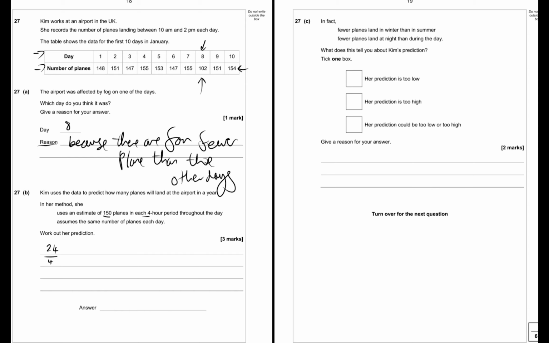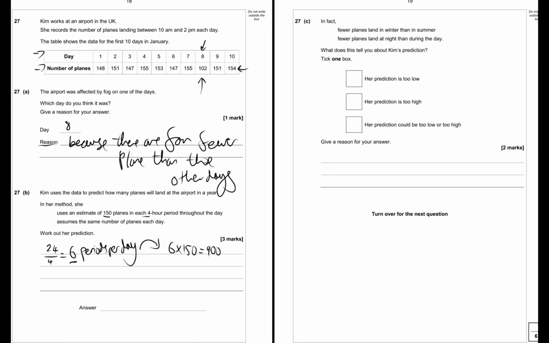So how many of these 4-hour periods are we going to have? So we're going to do 24 over 4, which is going to give us 6. So there's 6 periods per day. Okay, so how many planes does that equate to each day? So we're going to do 6 times 150, because in each period there's 150 planes, and that means we're going to have to times it by 6. And that's going to give us 900.